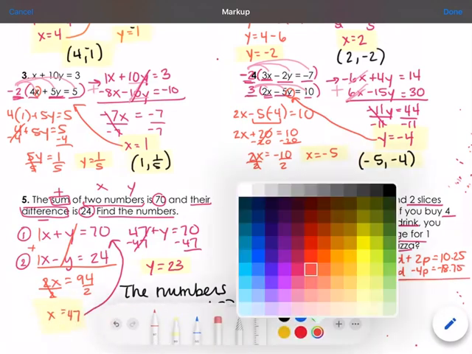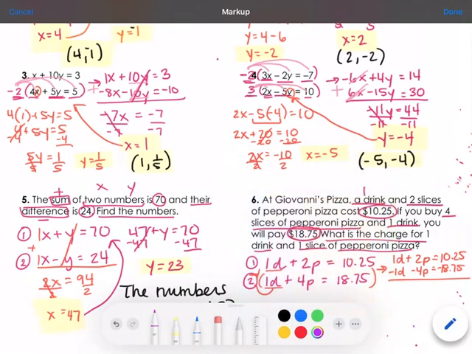So now when I go to solve this, I'm going to add these together, so 1d minus 1d cancels, 2p minus 4p is -2p, equals, and then I need to do 10.25 minus 18.75. That gives me -8.5. So now I just divide both sides by -2, and I get p equals 4.25.